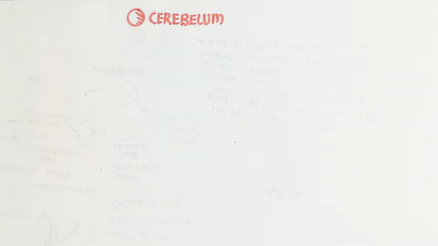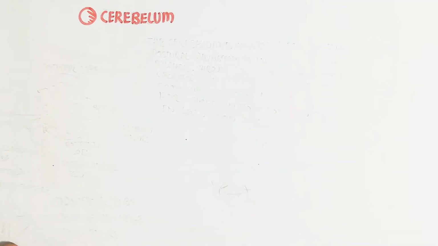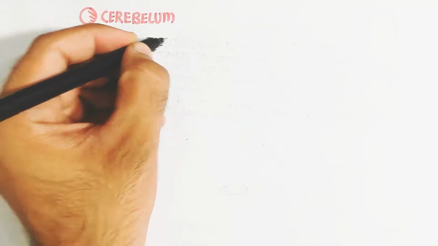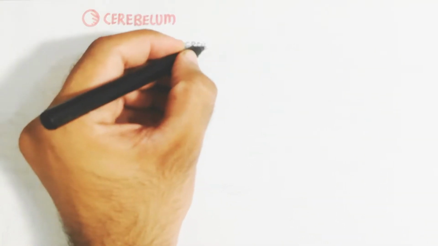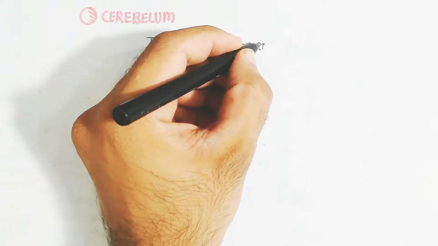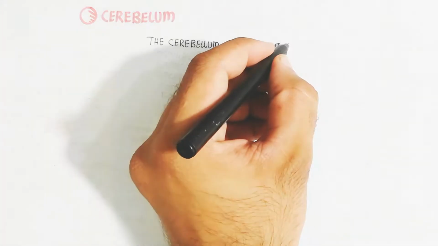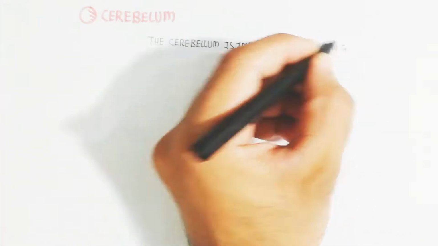Hello, in this video we will discuss the cerebellum. That is the part of the brain, the cerebellum. It is behind the brain, the lower part, attached with the bones and medulla. So, what is the function of the cerebellum?